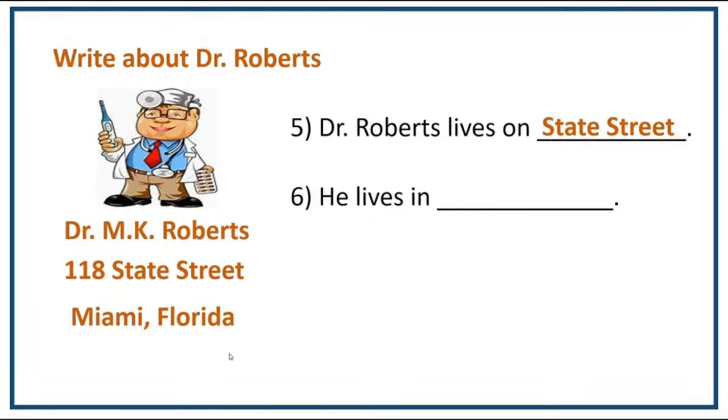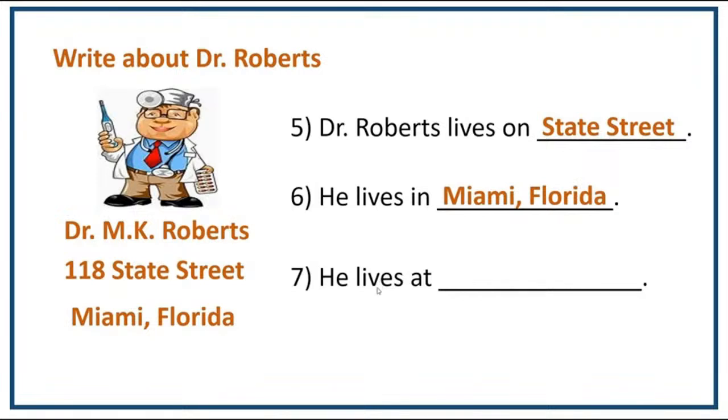Answer is he lives in Miami, Florida. Number 7. He lives at. So, we have here at. If it is at, we have to write the street address, which is 118 State Street. So, as you can see here, in number 5, we have only the name of the street, State Street, so the answer is on. And number 7, it is a street address, 118 State Street, so we have to use at.